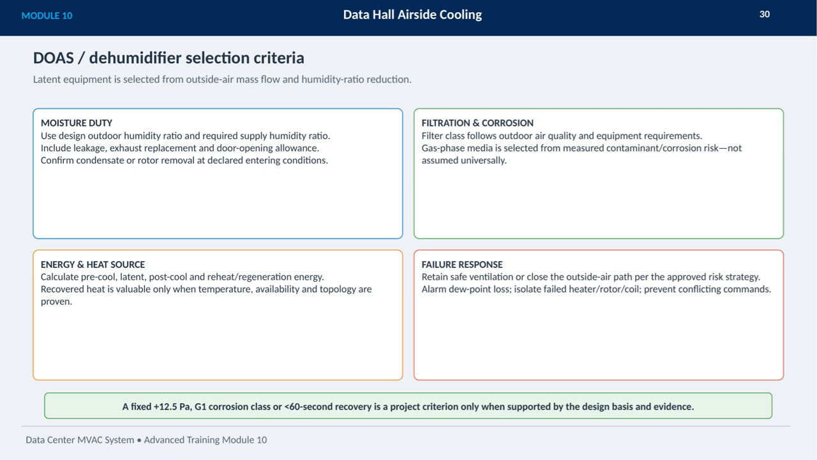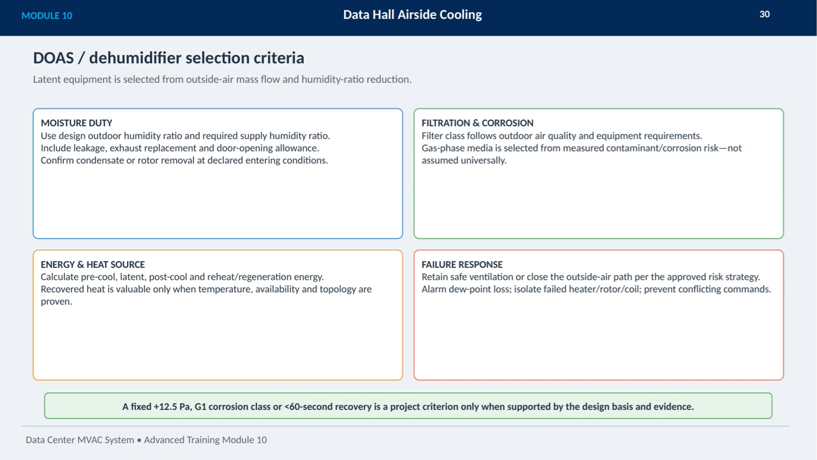Recovered heat is only valuable if temperature, availability, and system topology are verified. Finally, failure response protocols must ensure safe ventilation is maintained or the outside air path is closed according to the approved risk strategy. Alarms for dew point loss are crucial, as is isolating any failed components like heaters, rotors, or coils to prevent conflicting system commands.